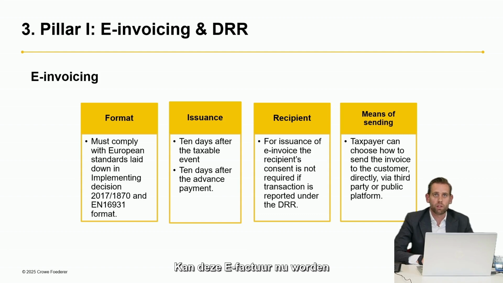Now, how can this e-invoice be sent from the seller to the buyer? This can be done by any means. So basically, the seller can send it directly. He can use a third party, or he can use a public platform. What you see in other e-invoicing methods or countries which have already implemented an e-invoicing system is that the e-invoice is sent directly to the tax authorities, or there is a third-party platform involved. However, in the case of the EU, that is not the case.